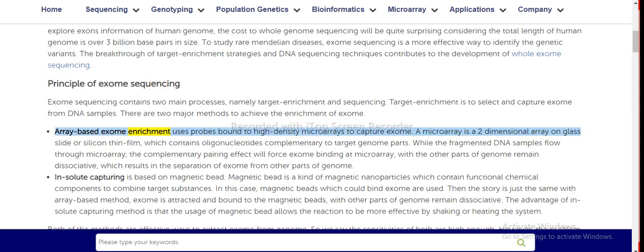Array-based exome enrichment uses probes bound to high-density microarrays to capture the exome. A microarray is a two-dimensional array on a glass slide or silicon thin film, which contains oligonucleotides complementary to target genome parts. While the fragmented DNA samples flow through the microarray, the complementary pairing effect will force the exome to bind at the microarray, with the other parts of the genome remaining dissociative, which results in the separation of the exome from other parts of the genome.